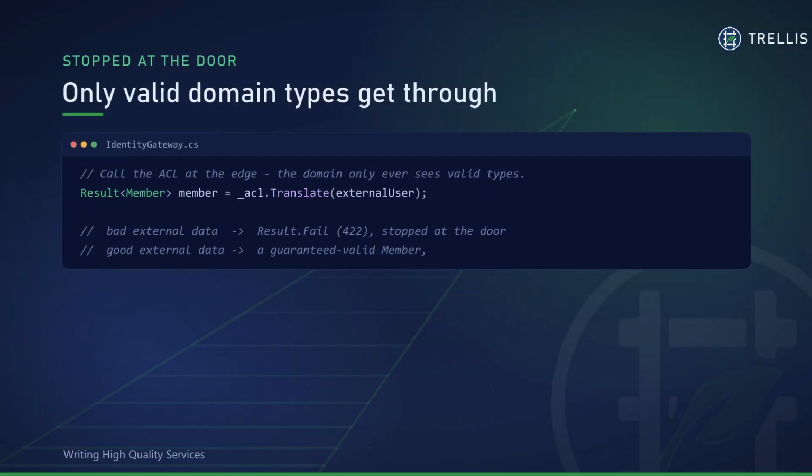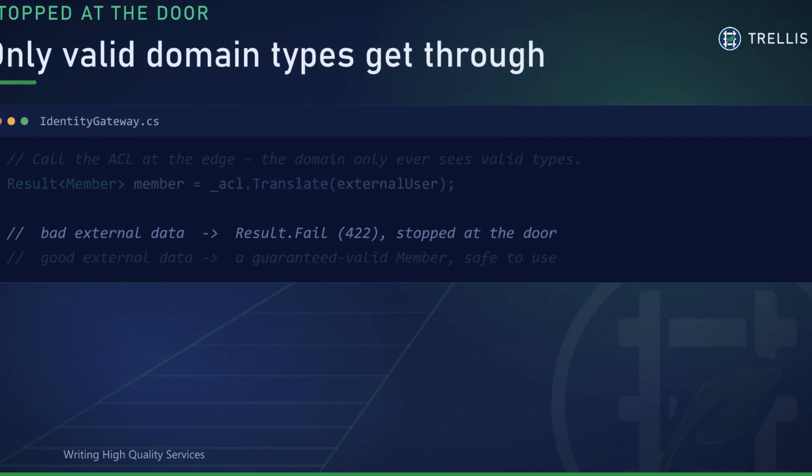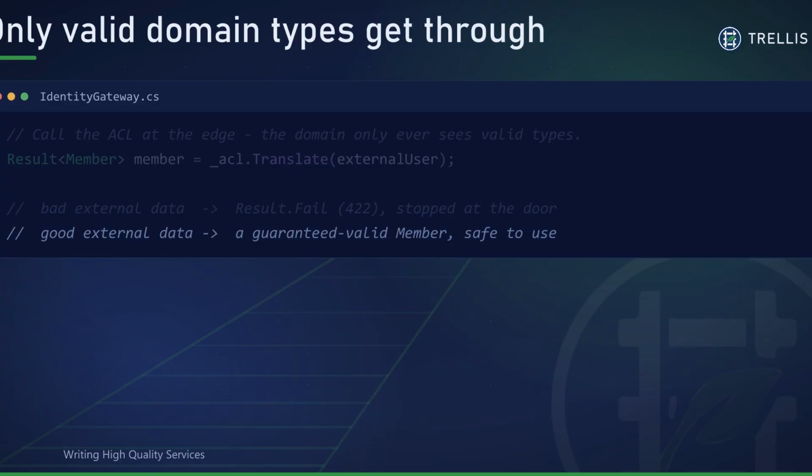Then you call the translator at the edge, and only the edge. Bad external data comes back as a failed result, a clean 422, stopped at the door. Good data comes back as a member you can trust completely. Everything past this line works with your types, your invariants, your guarantees. The outside world's shape never crosses the boundary. Only validated domain objects do.